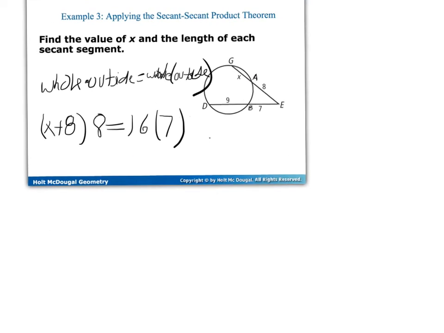All right, I'm going to combine these. I get x plus 8. Again, leave the 8 on the outside. Don't distribute it yet. 1, 1, 2.